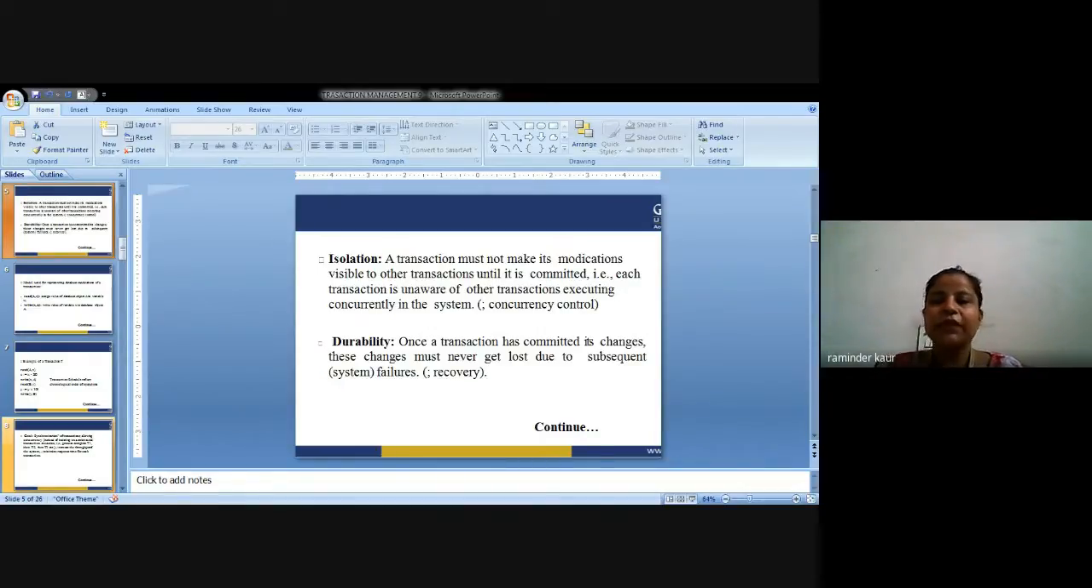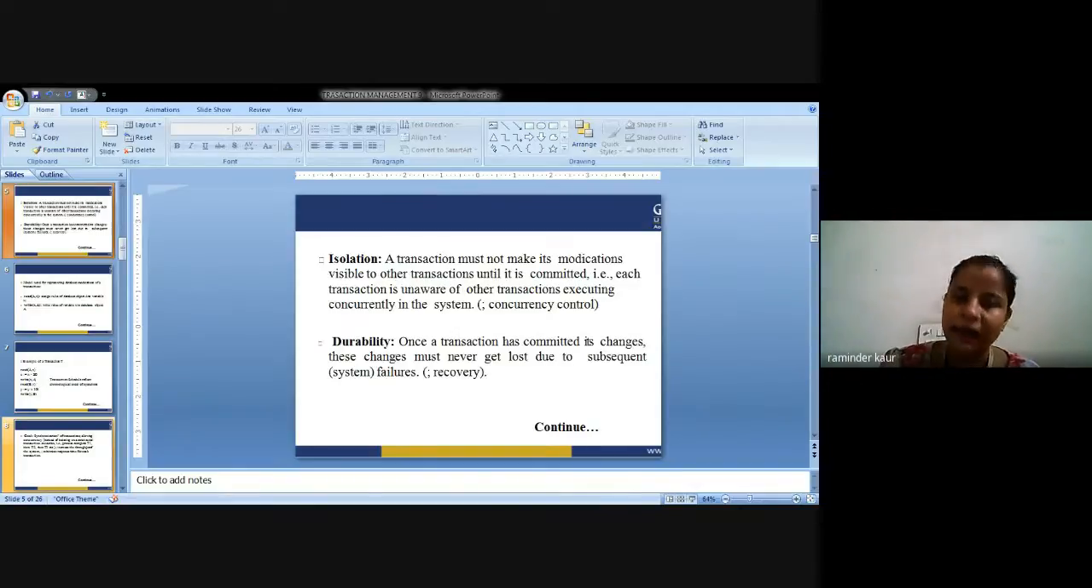So there are various states of the transaction. Apart from the ACID properties, there are the active state, partially committed state, failed state, committed state, and abort state. There are five types of states that will be there while you are performing a particular transaction. So what are those states?